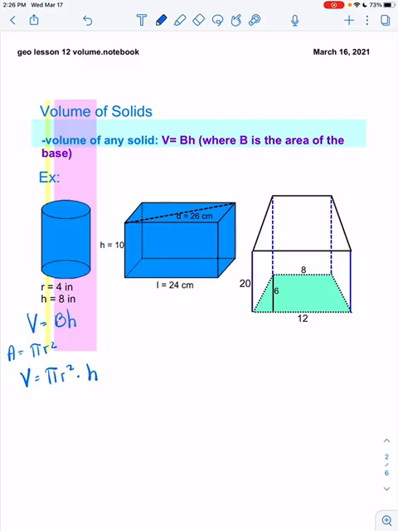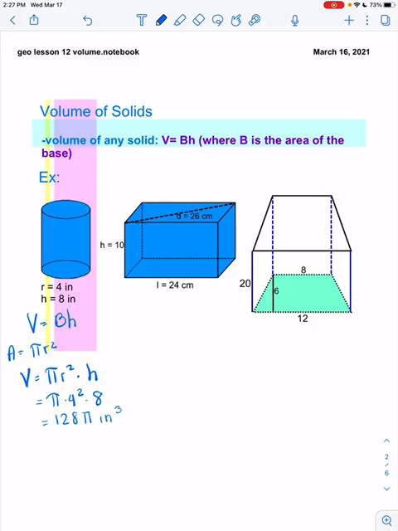Now they told us the radius is 4 and the height is 8, and we'll leave the answer in terms of pi for now. So we get pi times 4 squared times 8. 4 squared is 16. 16 times 8 is 128. So this is going to be equal to 128 pi inches cubed. Because it's three-dimensional, length, width, and height are being incorporated, our answer should always have a cubed on it. Take a look at the next one.